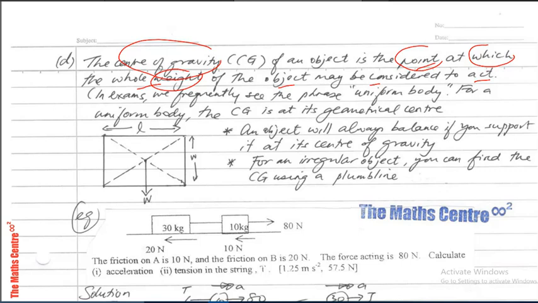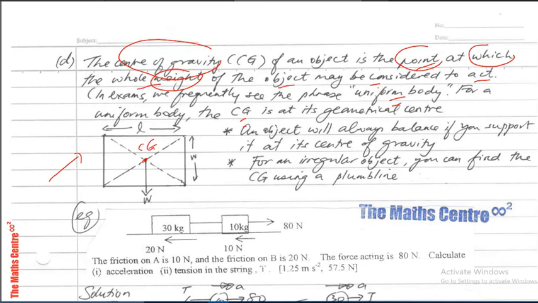In exams, we frequently see the phrase uniform body. For a uniform body, the CG is at its geometric center. We have a little picture here to just reinforce the idea. The object is rectangular with length L and width W. And the geometrical center is here where the two diagonals intersect. And this is the CG.